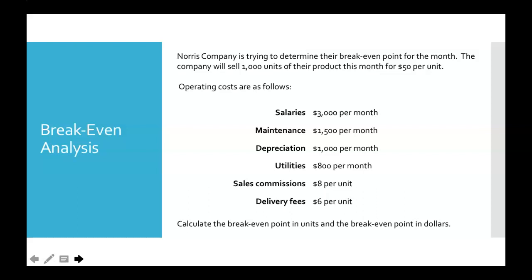So we need to be able to calculate the break-even point in both units and in dollars based off of this information. So we're going to fill out a CVP income statement. So we have our sales minus variable costs equal contribution margin minus fixed costs equals net income. So we'll put the information that we know right now. We know that we are selling each unit for $50 per unit, right? So our per unit sales, that's where we get our 50.